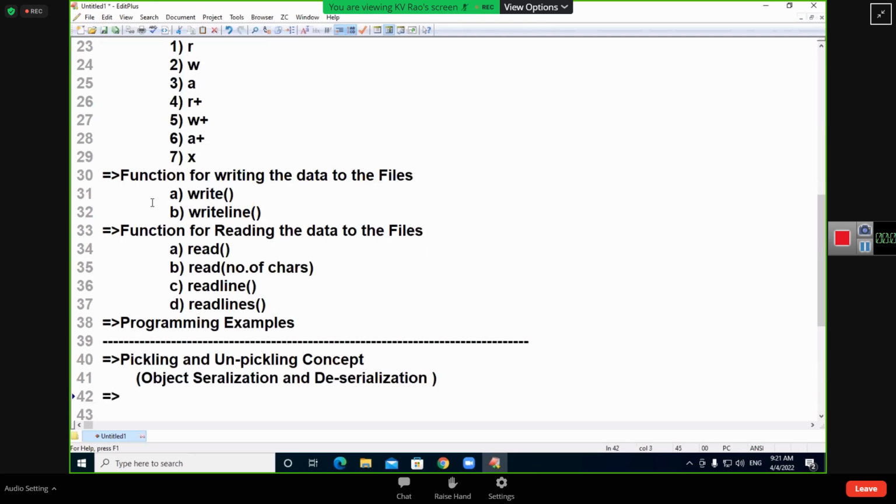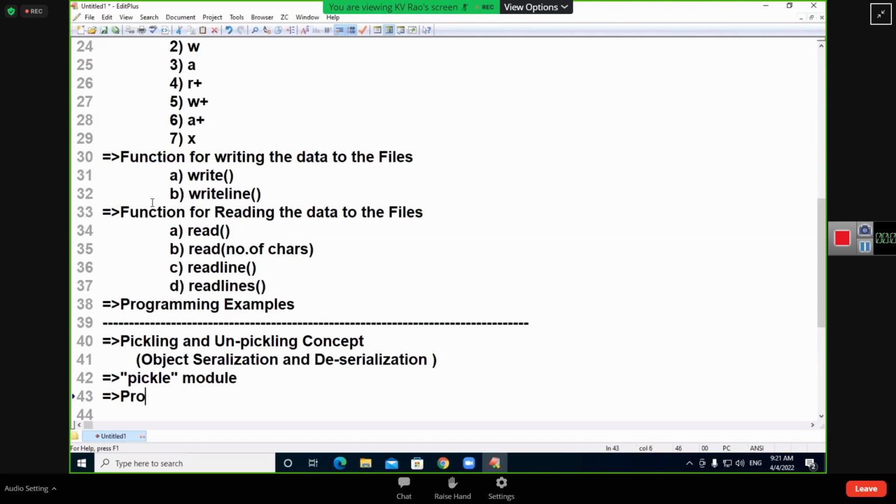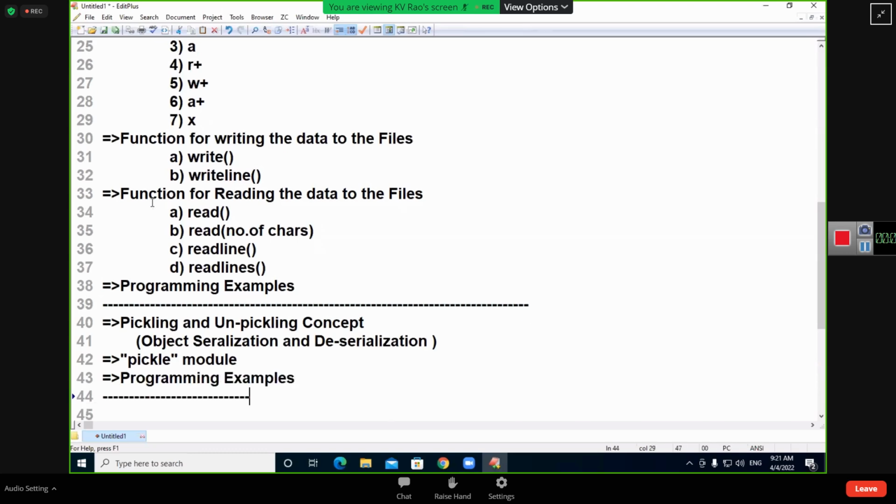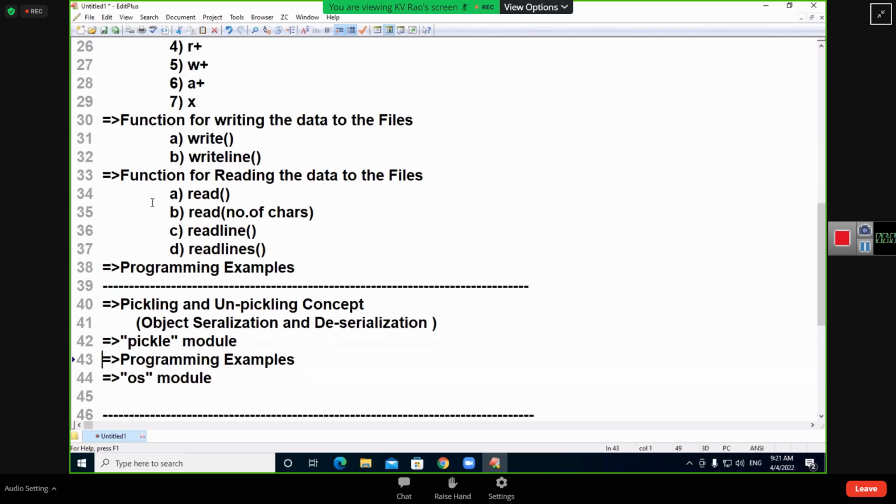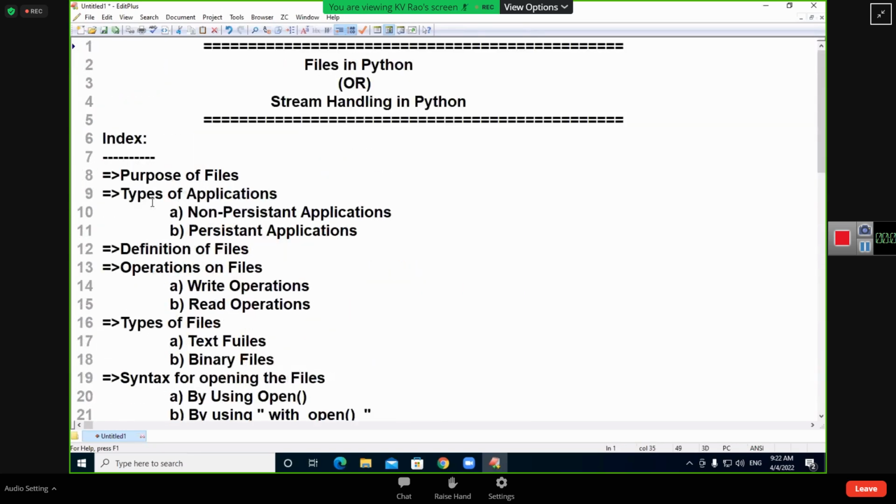There I am talking about one new module: the pickle module we will discuss. And then programming examples on this area. It is an advanced part of this. And there I will talk about the OS module, a predefined module. And then programming examples on this area. This is called second level programming. This is the total index of my Python programming.